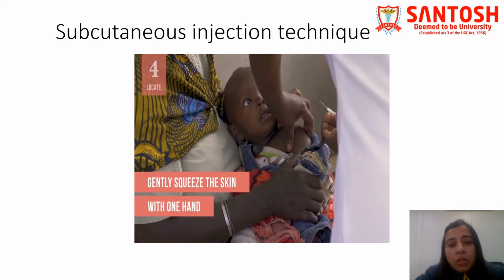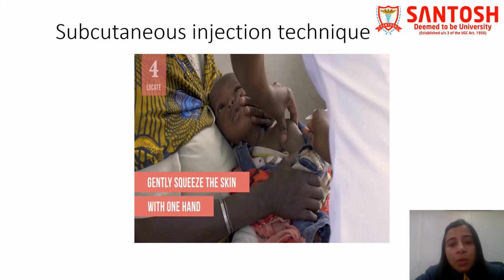Then gently squeeze the skin with one hand. With the other hand, hold the syringe barrel with the fingers and thumb on the sides of the barrel. The needle bevel should be facing up. The hole of the needle is at around a 45 degree angle, facing upwards.